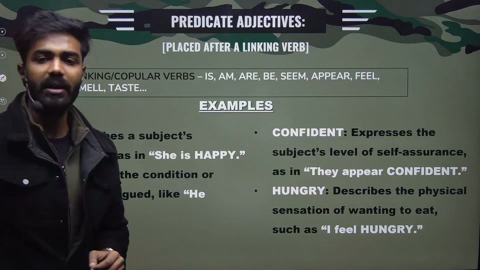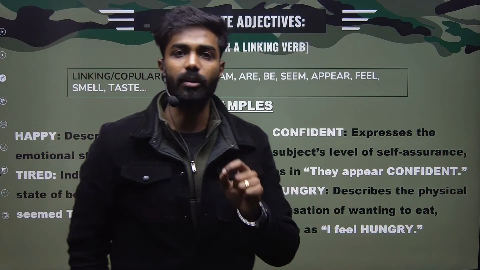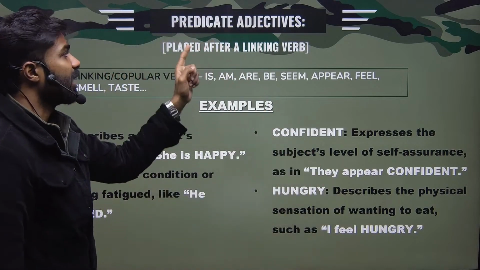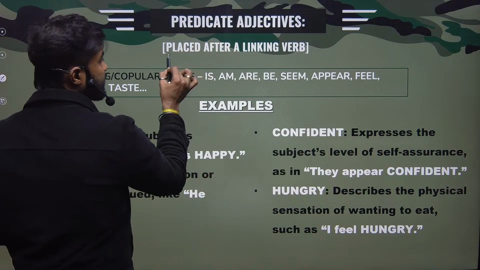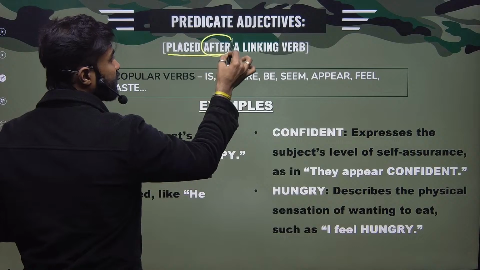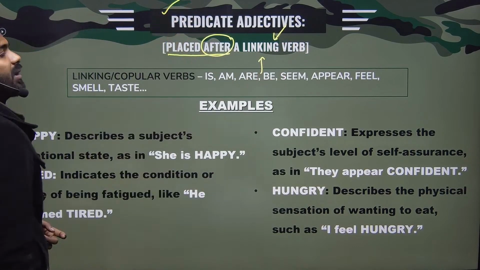Now, why did I even teach you that? See, predicate adjectives are just like your attributive adjectives, like the second type we have seen, right? And what are attributive adjectives? The adjectives which are placed before or after a noun are called attributive adjectives, right? But predicate adjectives are placed after a linking verb. Those adjectives which are placed after a linking verb, we call predicate adjectives.